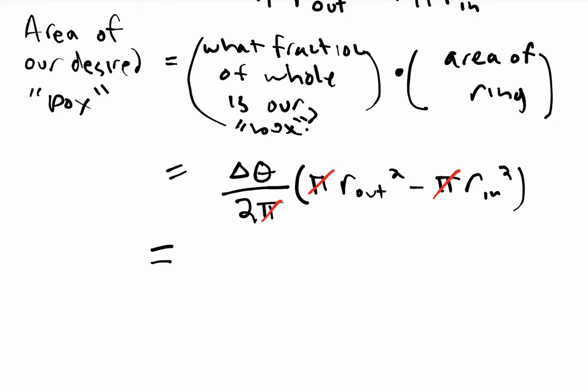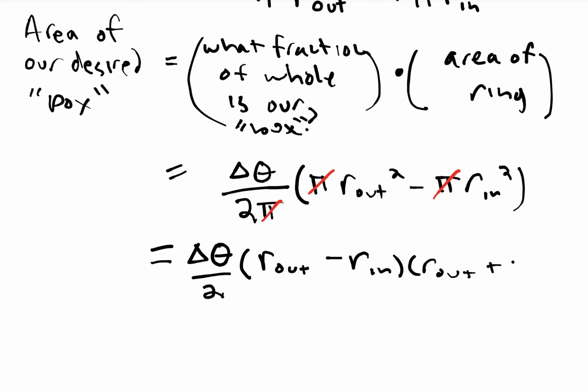Get rid of all my pi's. The next thing that I'm going to go ahead and do, and it maybe seems a little bit counterintuitive to make this a longer expression, but I'm going to factor this out. What I mean by that is this. That r out squared minus r in squared, it's really a difference of squares. So what I could do is think about this as r out minus r in, and then I am going to multiply this by r out plus r in.